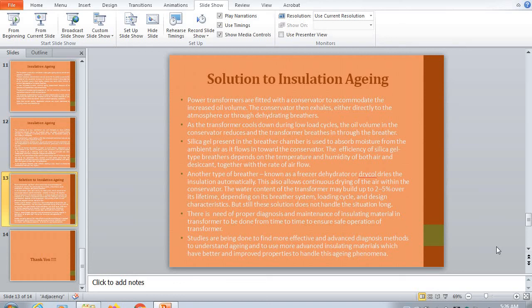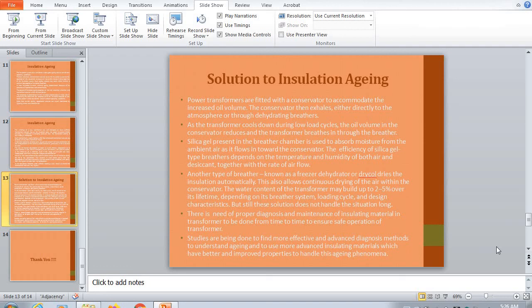There is a need of proper diagnosis and maintenance of insulating materials in transformers to be done from time to time to ensure its safe operation. Studies are being conducted to find more effective and advanced diagnosis methods in order to understand the aging process and to have more advanced insulating materials which are able to have better and improved properties in order to handle this aging phenomena and can ensure the life of an insulation system for a longer time as compared to the one that we have now.